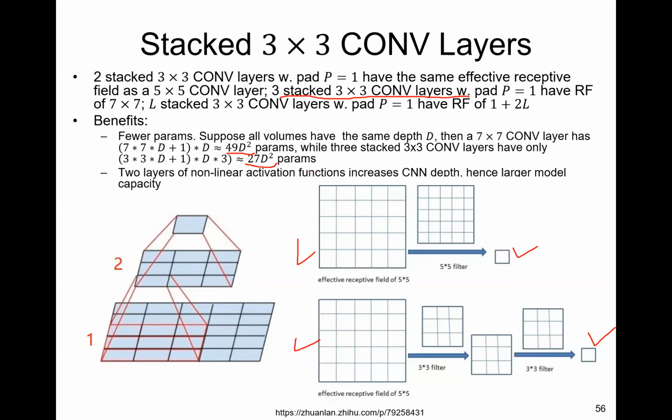This allows you to have multiple layers of nonlinear activation functions, in this case two layers. It increases the CNN depth. So this increases model capacity, while reducing the number of parameters compared to the original 5x5 or 7x7 convolution layers.